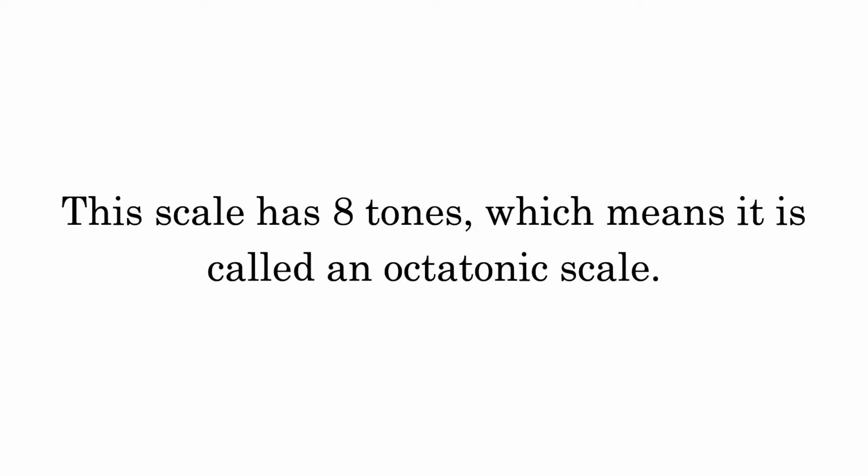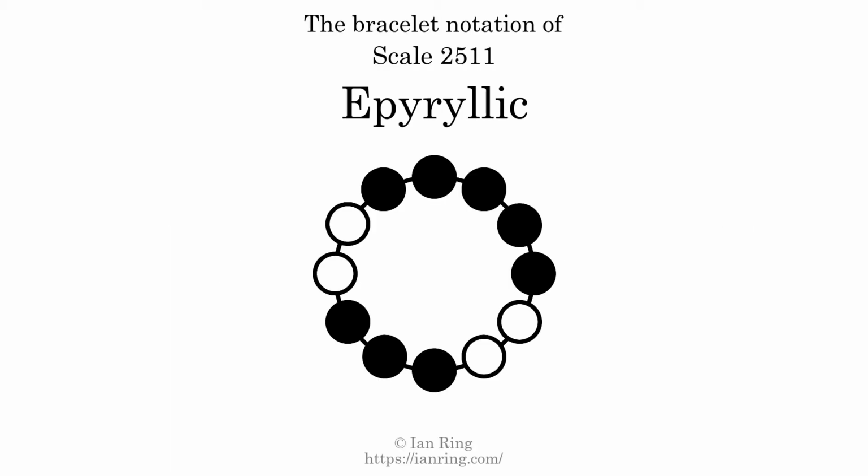This scale has 8 tones, which means it is called an octatonic scale. This is a bracelet notation diagram of scale 2511. The shaded circles represent tones that appear in the scale, and they are read clockwise, starting at the top.